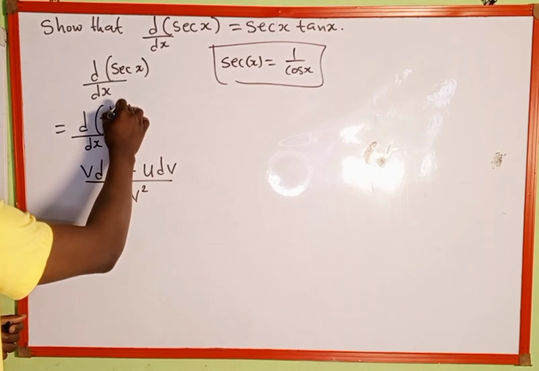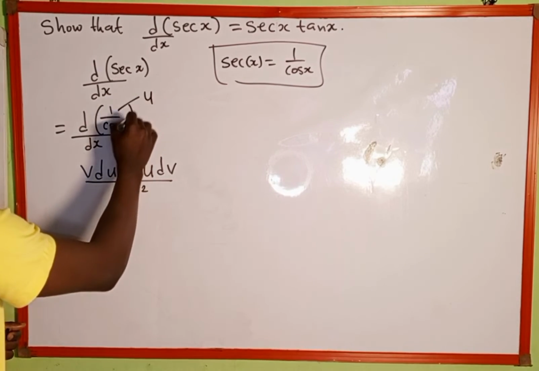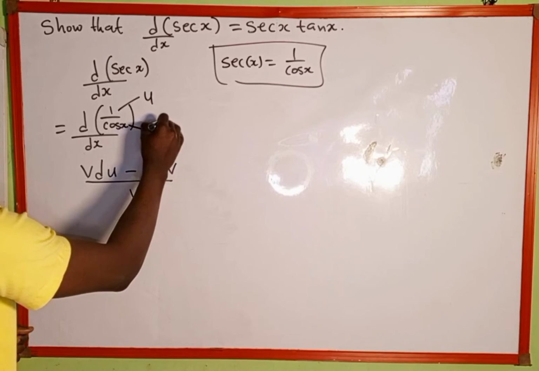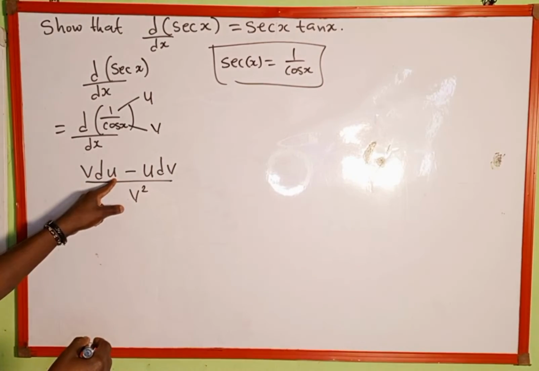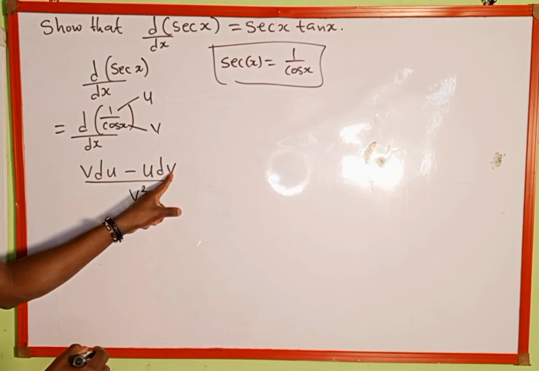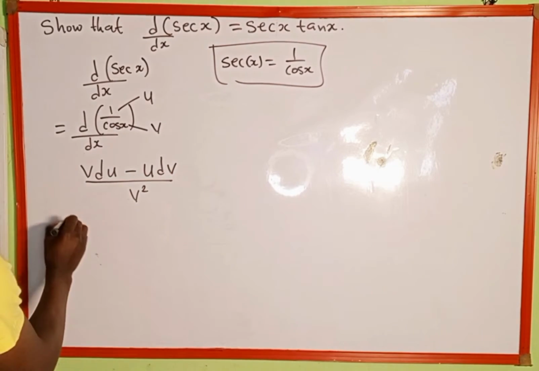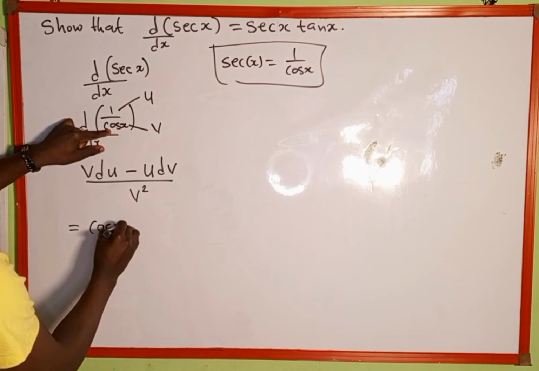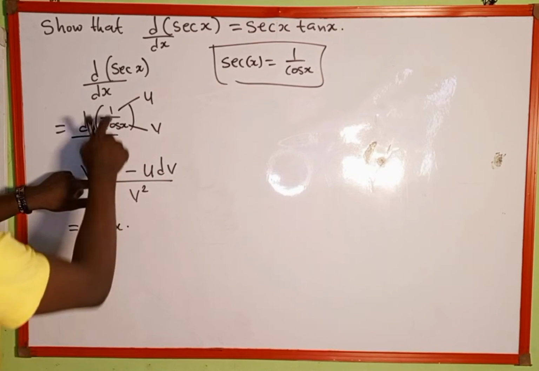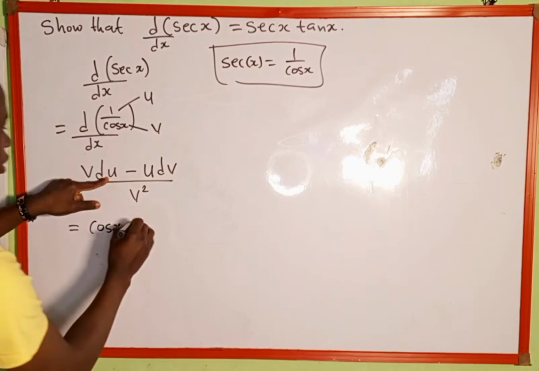Now we're going to let the upper one be u, and the lower one be v. Now we're going to use this formula. We write v, we differentiate u; we write u, we differentiate v, all over v squared. So this is going to be the same as v, which is cosine x, multiplied by du. And if you differentiate 1, which is a constant, it's going to be 0.